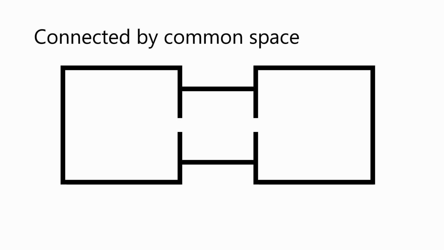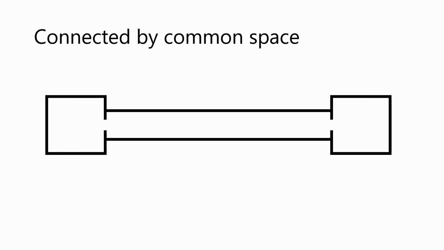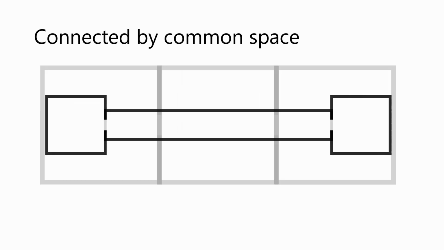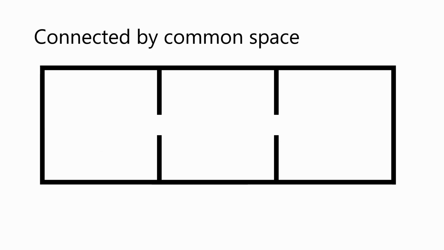So next case, spaces can be connected by a common space. Maybe this is a hallway type space, like circulation. We could stretch this out. Or maybe we have three equal spaces, but then again, looking at this example right here, they're really not completely equal. The middle space has more utility. The spaces on the sides are dependent on their relationship with the middle space, making the middle space the dominant space.